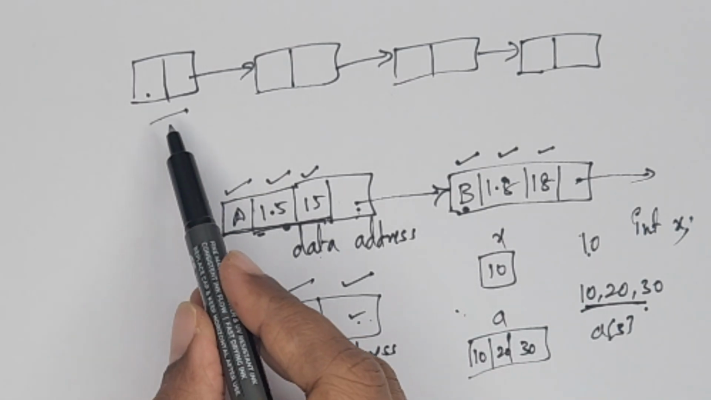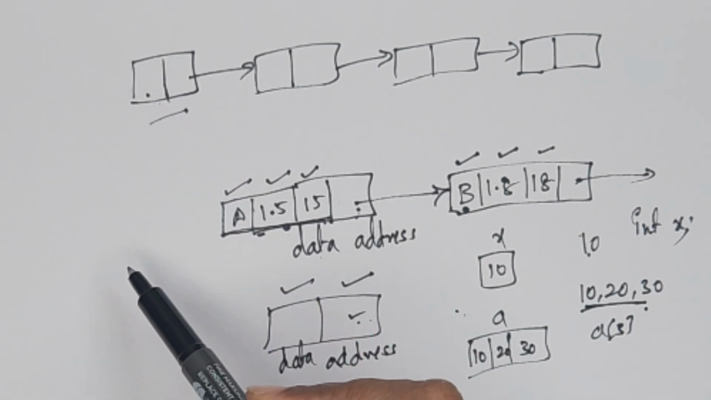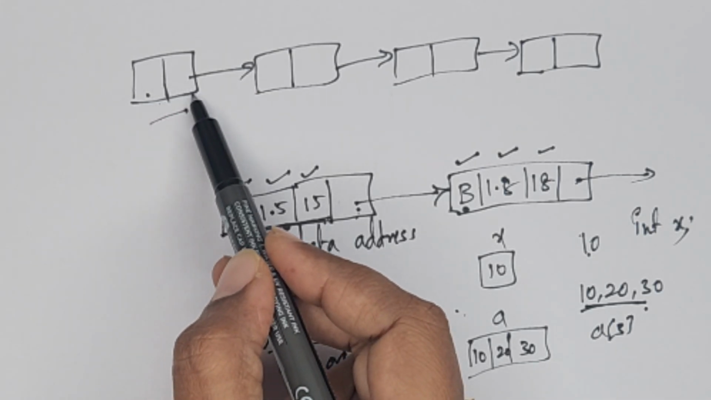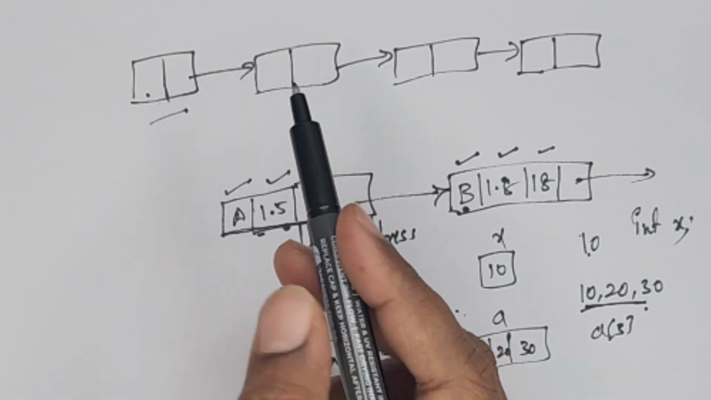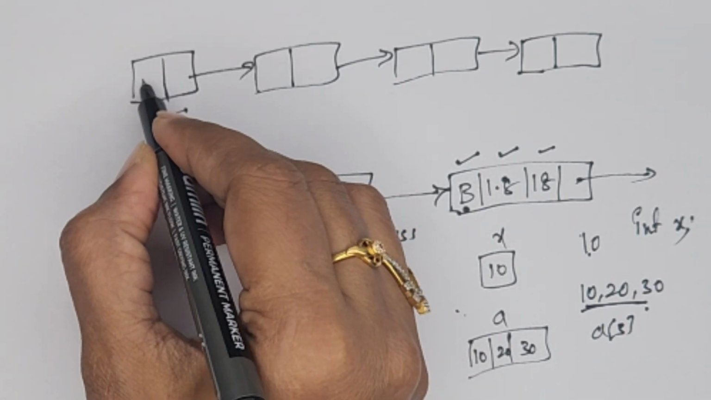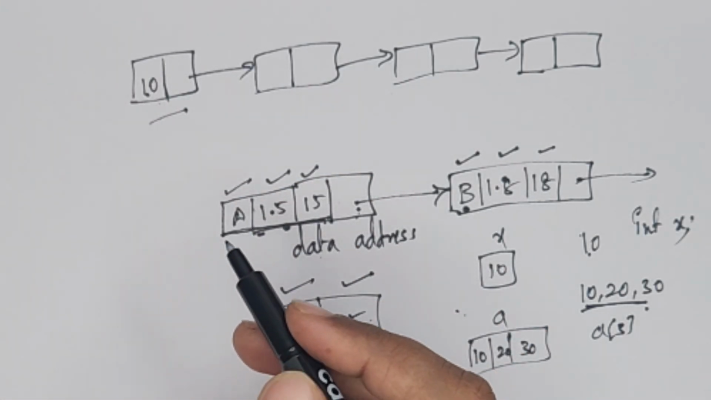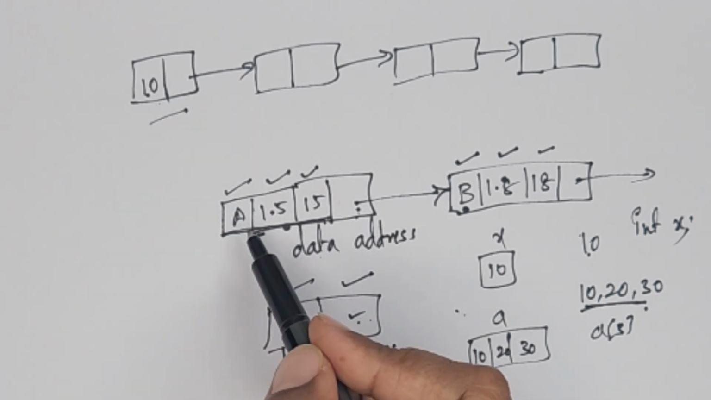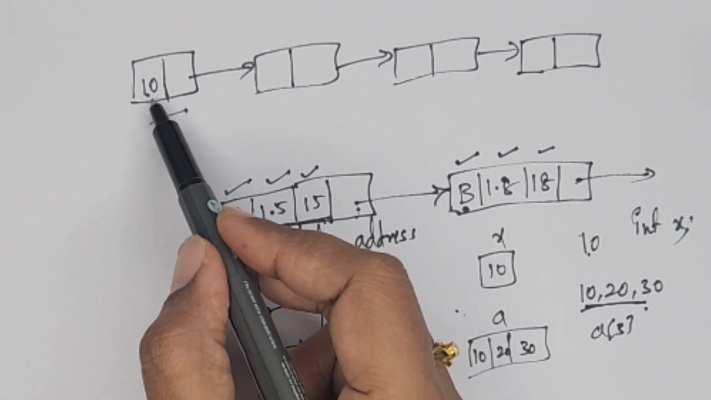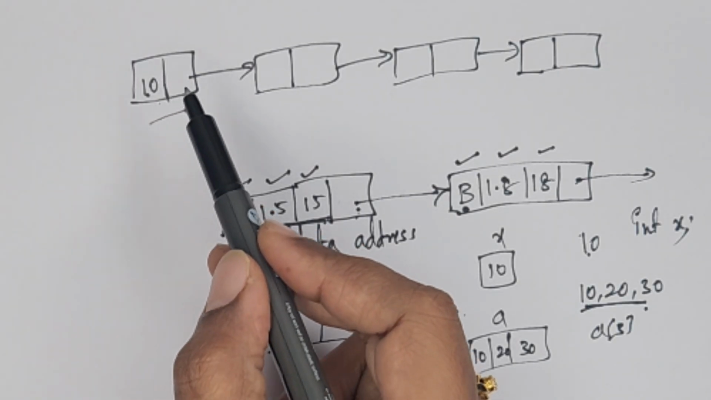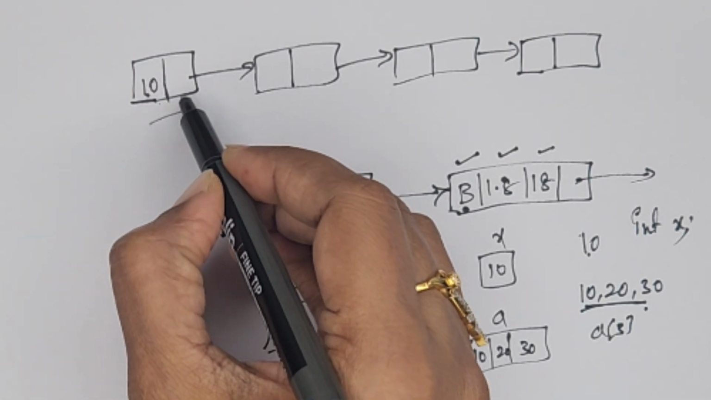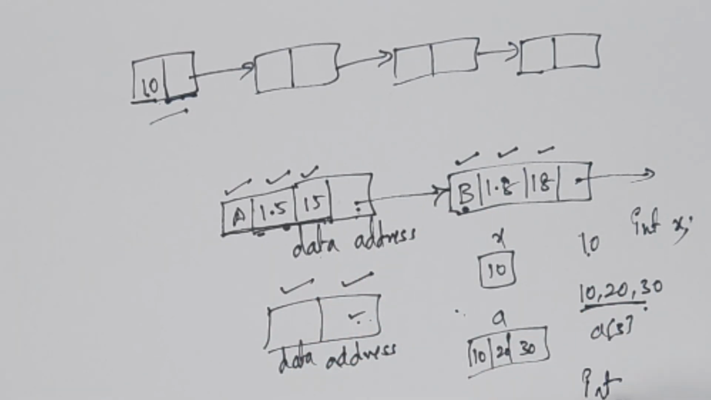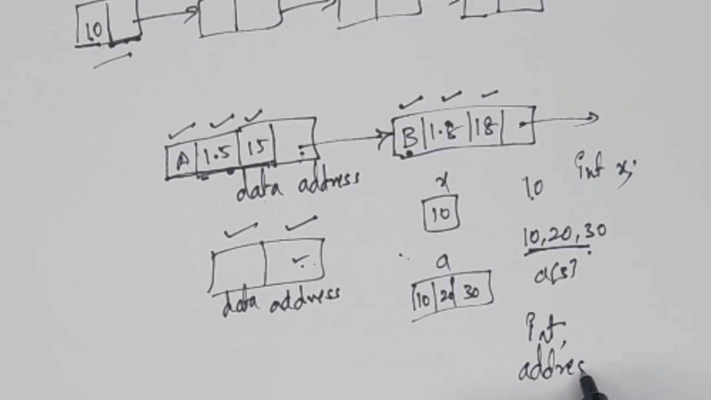But here, how to allocate memory for a node? What are you storing in a node? One is data and another part is address. In the data part, I'm going to store one integer. You can store any type of value, and we can take more than one also, but in this simple example I'm going to store only one integer. So this is the integer, and here I have to store the address. So one integer and one address we are going to store.